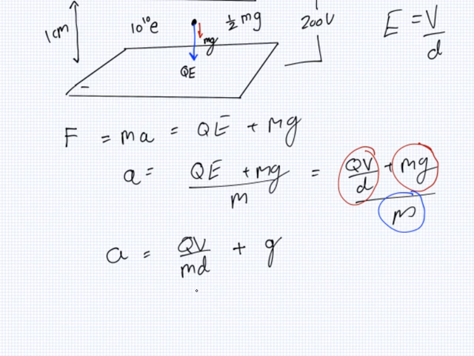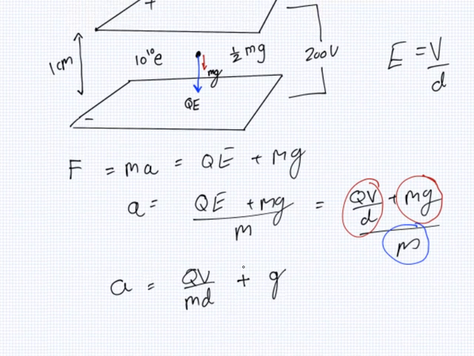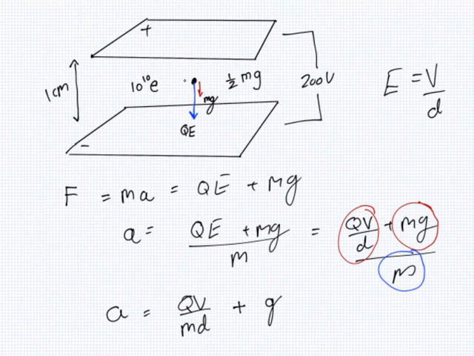Why is it QE plus mg? That doesn't mean mg minus QE. No, the force is acting down because this is a positive charge.